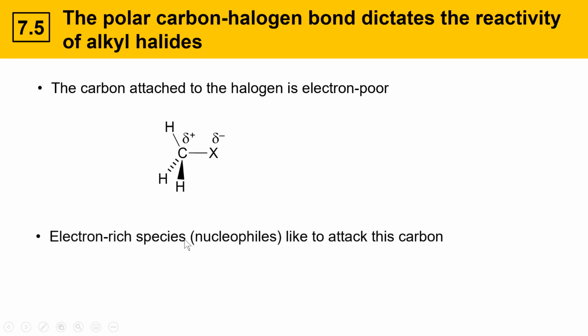And so electron-rich species like nucleophiles like to attack this carbon. So for example, this is a generic representation of something called a nucleophile. So a nucleophile is an electron-rich species. They oftentimes have lone pairs. Sometimes they have negative charges, but they're always electron-rich, and they like to take their lone pair of electrons and go and attack the partially positive carbon. And so the attractive force is the negatively charged nucleophile trying to get close to the partially positive carbon.